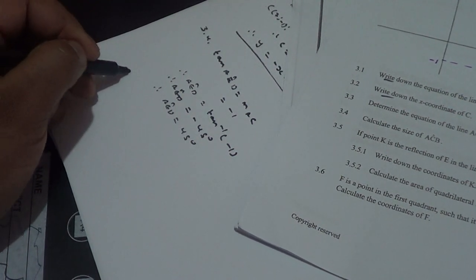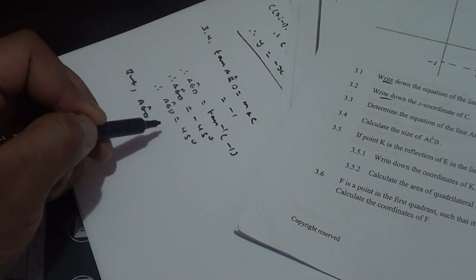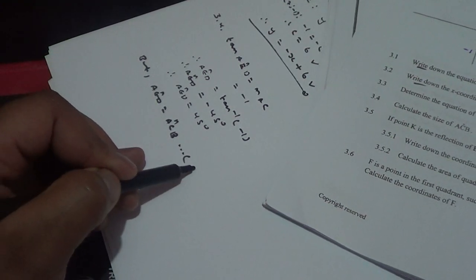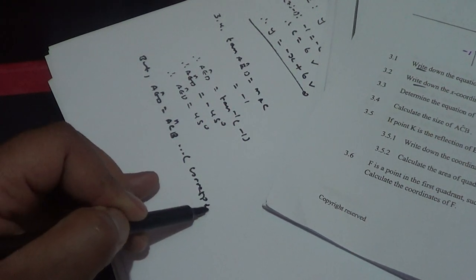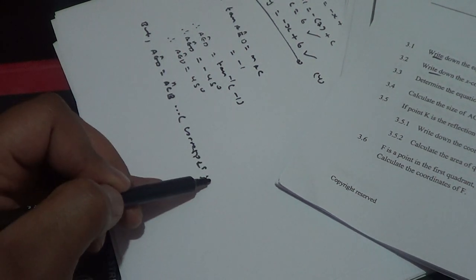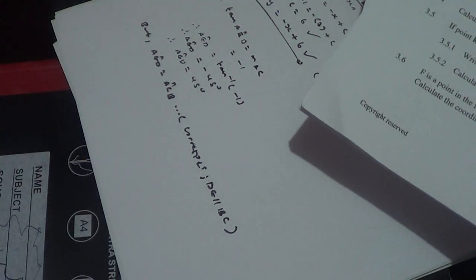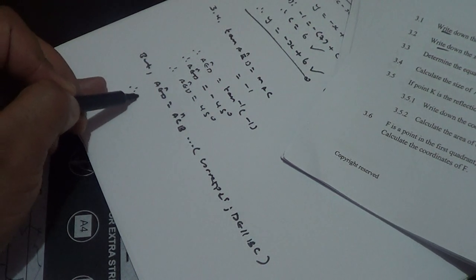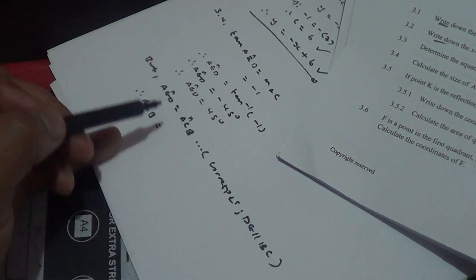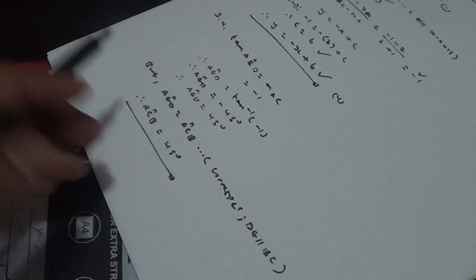And then what we say, but AED is equal to ACB. What is the reason? These are the corresponding angles. You state which set of lines are parallel. That is, DE is parallel to BC. That was given. Okay, and therefore you answer the question. ACB is 45 degrees. Sorted. So, not a big deal.